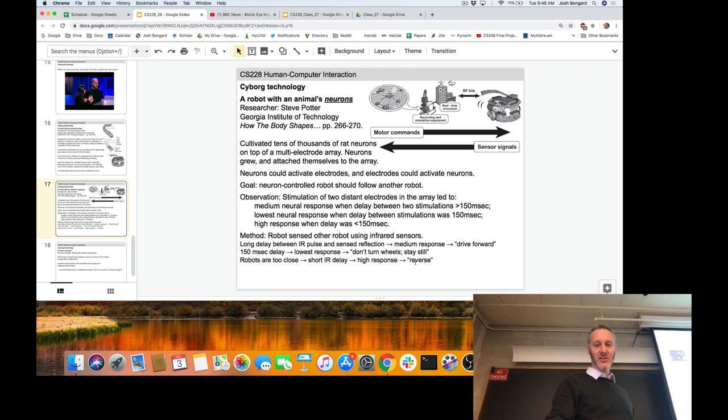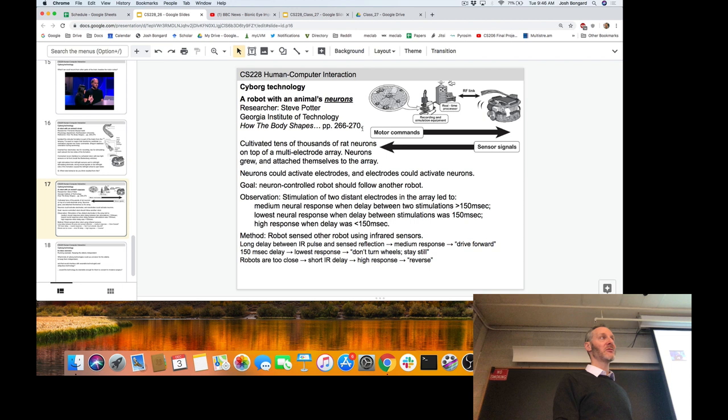And then if the robot was following at a desired distance from the lead robot, then the delay in the IR pulse and the sensed reflection was about 150 milliseconds. Lowest response, stay still. If the following robot starts to move ahead, the following robot would drive forward. And by a little bit of tuning, they could get this cybernetic device to follow the lead robot.